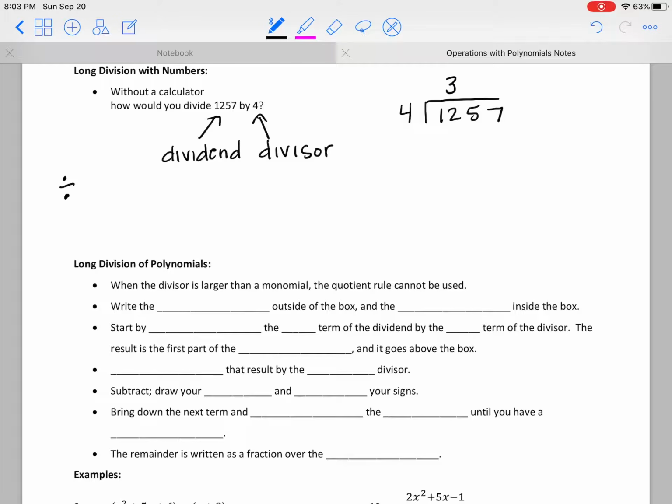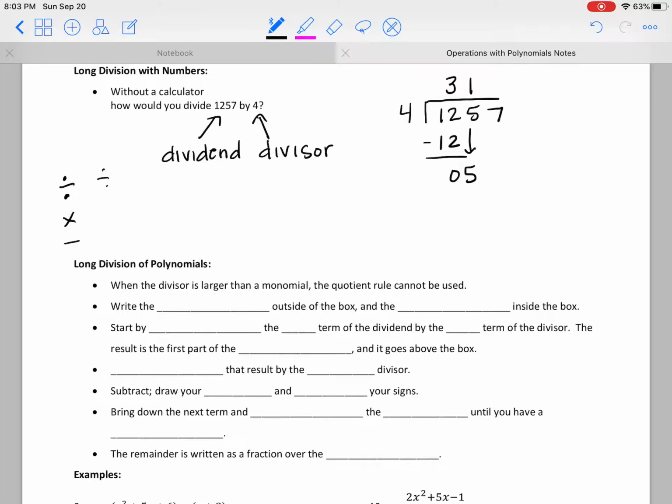And then what do we do with it? Well, after we get that result on top of the box, we multiply. So the 3 times the 4 gives me a 12 to put here. And then what do I have to do with that 12? I have to subtract. So it's divide, and then multiply, and then subtract. So I subtract 12. I got nothing left over. And then I'm going to bring down the 5, and I'm going to do this again, right? I'm going to divide again.